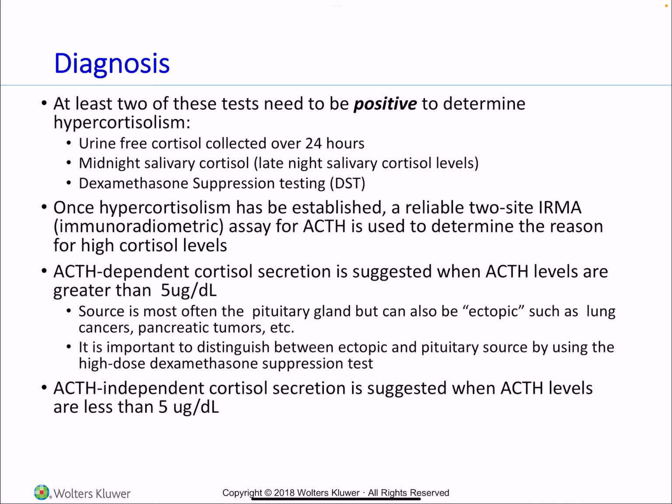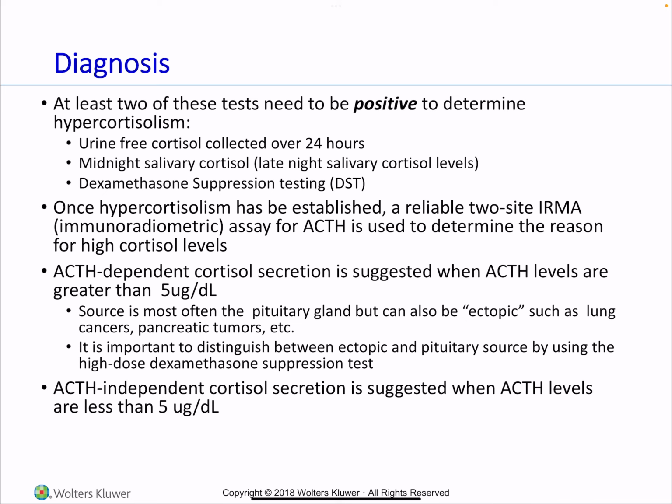So in terms of the diagnosis, at least 2 of the tests need to be positive to determine the presence of hypercortisolism. We can do a urine free cortisol test that's collected over 24 hours. We can also do a midnight salivary cortisol test, checking the late night salivary cortisol levels, and the DST test, which is the dexamethasone suppression test. So at least 2 of these need to be positive to determine hypercortisolism.